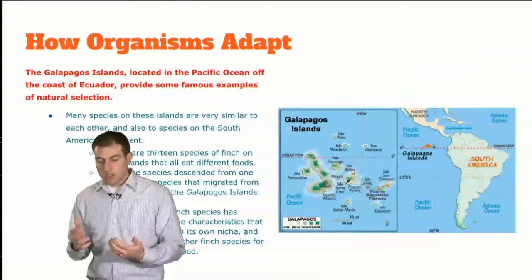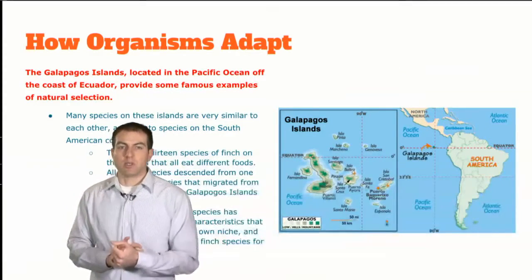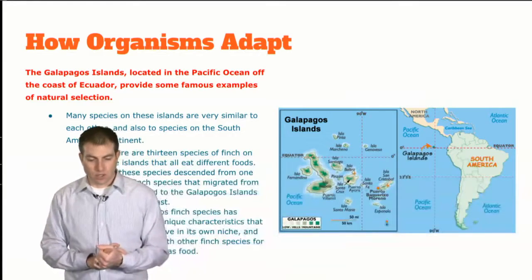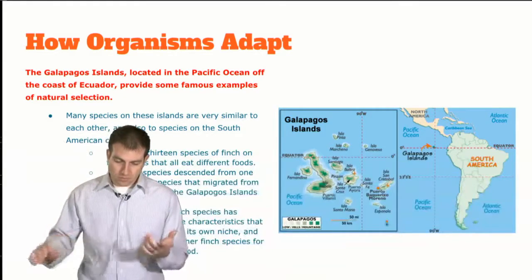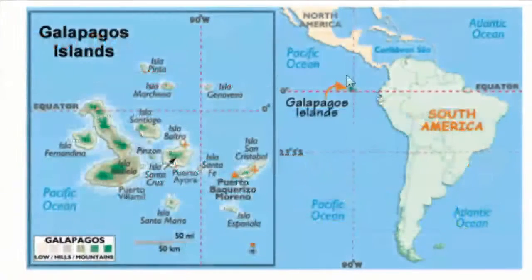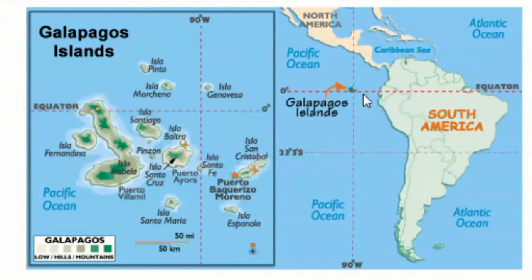So a really cool example of this is the Galapagos Islands. And these islands are off the coast of South America. You can see on the little map here. They're about 600 miles off the coast of South America, which is a long, long ways. So there is a lot of isolation here.